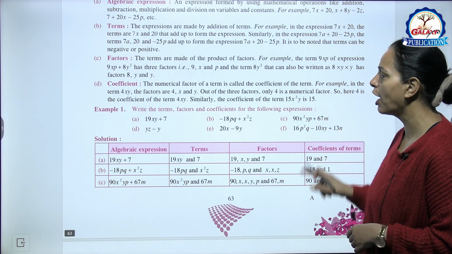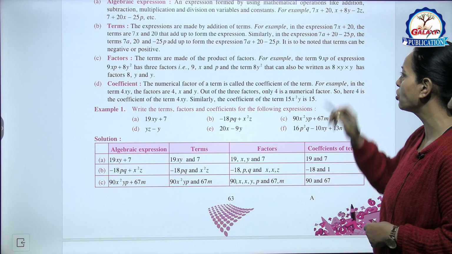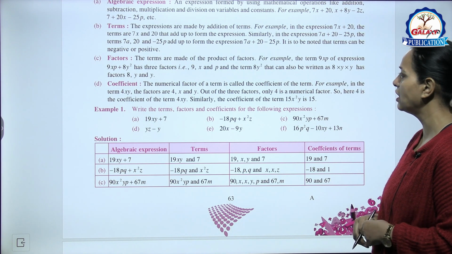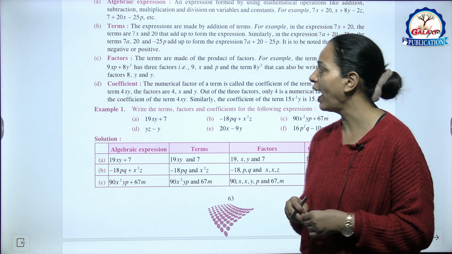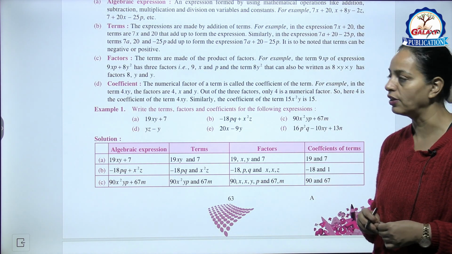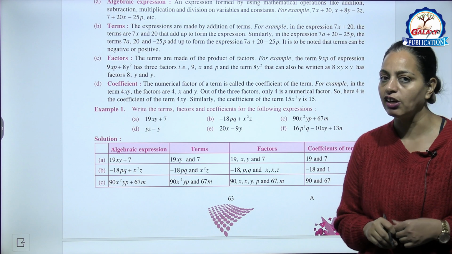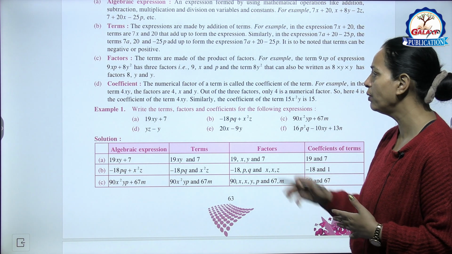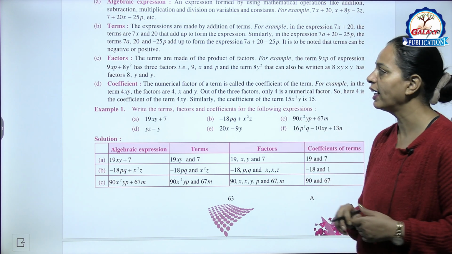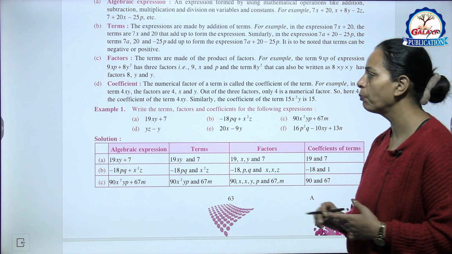Now B part, terms. The expressions are made by addition of terms. For example, in the expression 7x plus 20, the terms are 7x and 20 that add up to form the expression. Similarly, in the expression 7a plus 20 minus 25p, we are adding 7a, 20 and minus 25p, so we are getting this expression. It is to be noted that terms can be negative or positive.